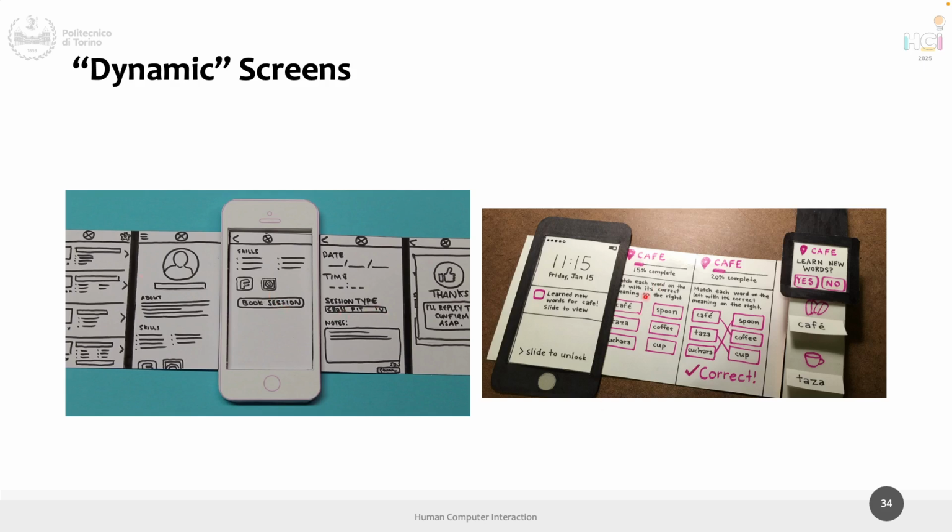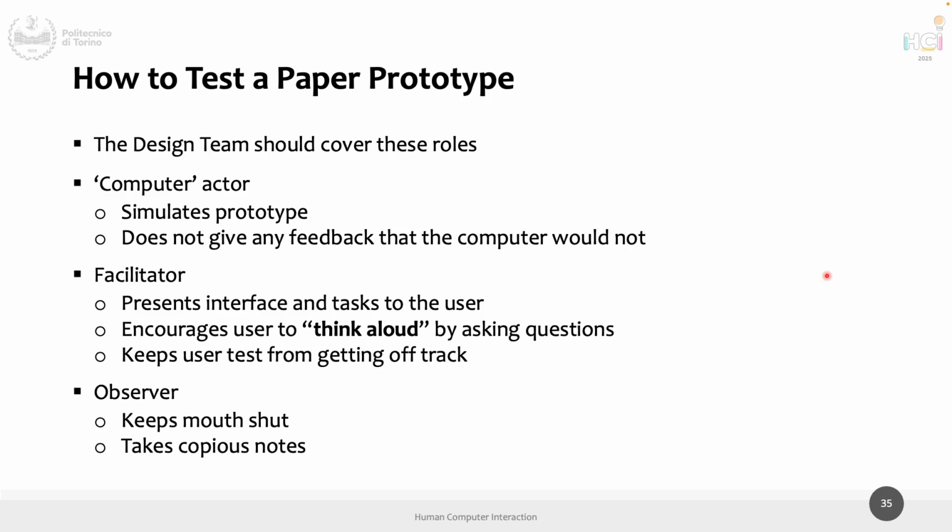And here is the same example with the smartphone. So on the smartphone, a slide to unlock, I will go here, and then if I do some operation here, I will go here, and then I will slide it. And then the same thing also for a smartwatch, where instead the sliding is up and down, and not right and left. So this is to create dynamicity in screens if you need to swipe in one direction or the other. How to test a paper prototype?